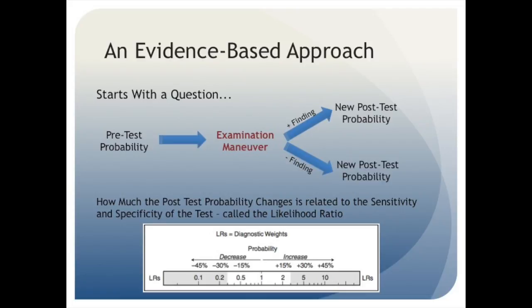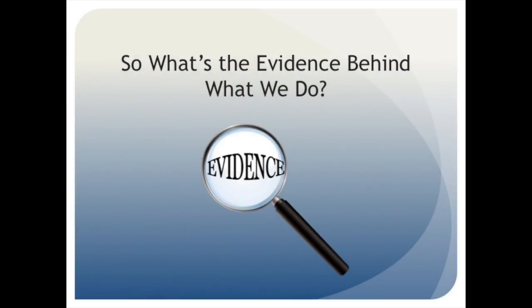How much a given physical exam maneuver changes your pretest probability depends on the sensitivity and specificity of the test, which in this case is expressed as a function called the likelihood ratio. You can see in the figure how a positive or negative likelihood ratio can affect your pretest probability either a great deal, for example if you have a positive likelihood ratio of 10 or more, or barely at all, for example a likelihood ratio close to 1. Let's see how this applies to assessing the patient who may have chronic anemia.